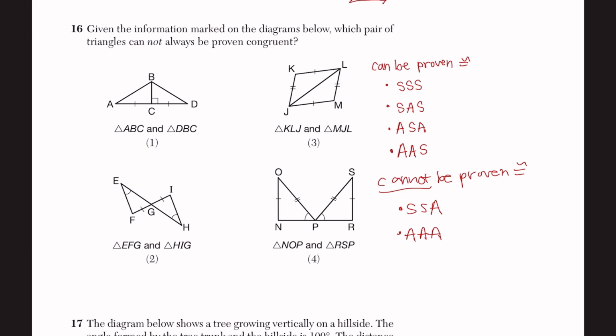So number 1, it's side, angle, side, which can be proven congruent. Number 2, angle, side, angle can be proven congruent. Number 3 is side, side, side, which can be proven congruent. And then number 4 is side, side, angle, which cannot be proven congruent. So the answer is number 4.